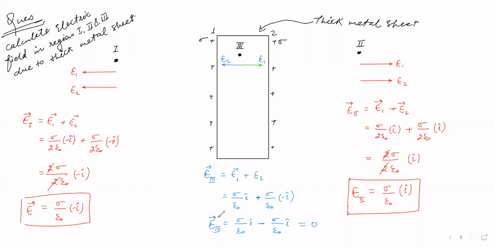In another way, you can also say both of the surfaces have the same amount of charge, I mean surface 1 and surface 2 have the same amount of charge. So the net field will cancel each other, and we can say that the net field inside the metal sheet is 0. Okay, you can mention here, hence, net field.